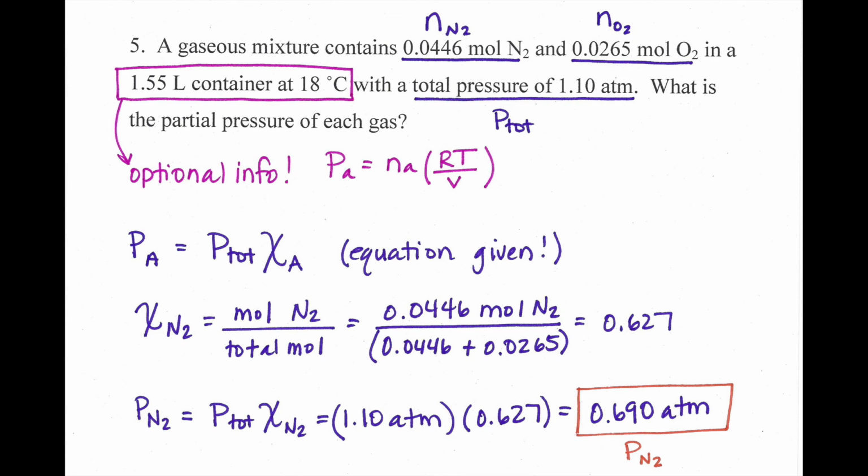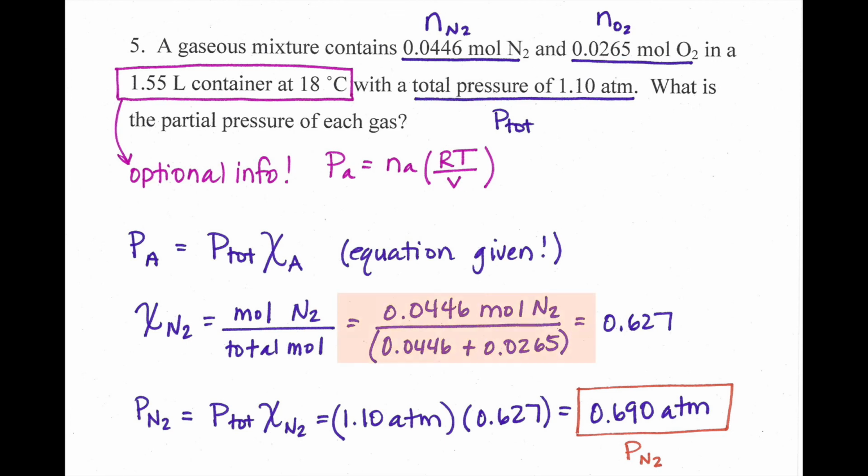So when we talk about the mole fraction, we know that the partial pressure of component A is going to be equal to the total pressure times the mole fraction of component A, where the mole fraction of our component of interest is equal to the moles of that component divided by the total moles in the system. So that if we're calculating the mole fraction of nitrogen, that's going to be our moles of nitrogen divided by the moles of nitrogen plus the moles of oxygen in our system.